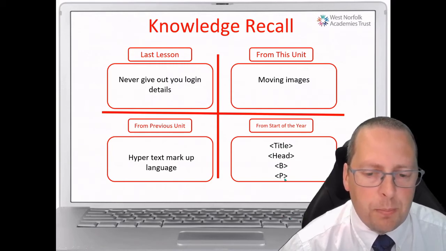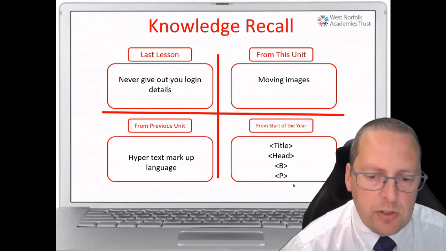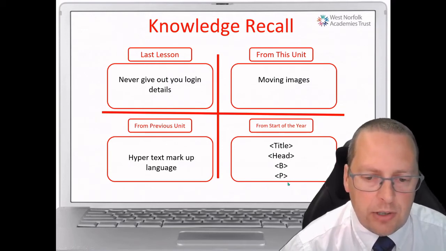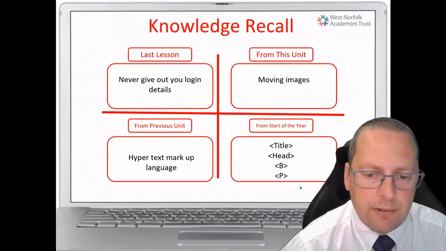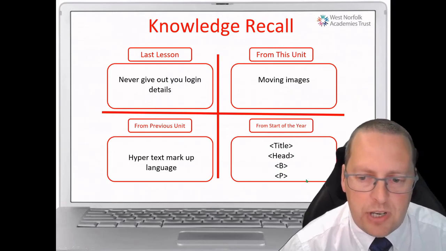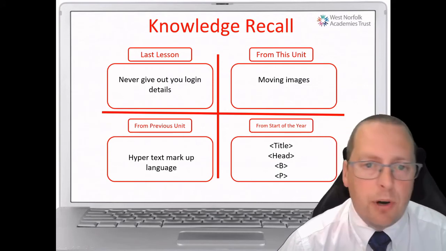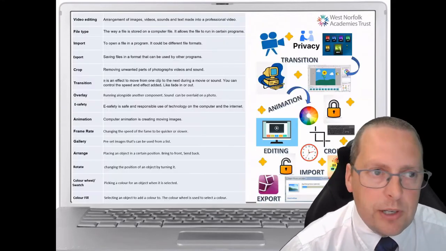B for bold, or P for paragraph. You could also have IMG SRC for image source. You can have anything to do with a table, and I for italic. There's lots of different ones in there. A href, which is a hyperlink. So any of those HTML tags are absolutely fine in there. So let's move on with the knowledge that you need for this unit.